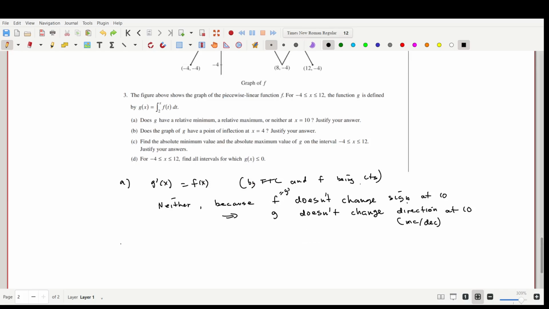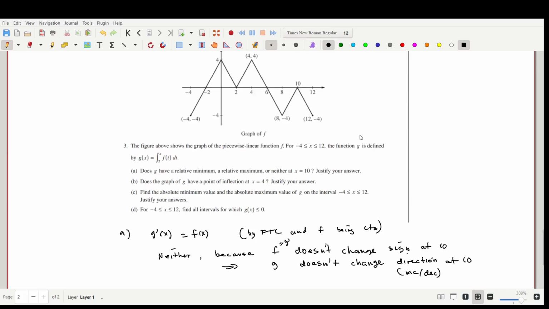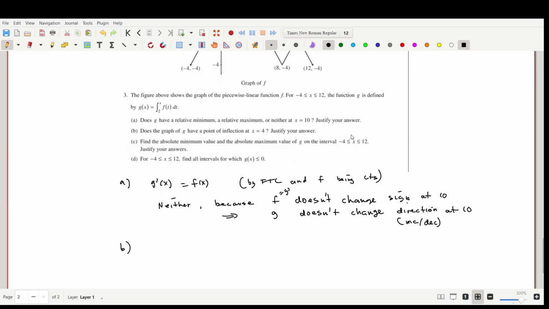Okay, B, does the graph of g have a point of inflection at 4? Yeah, it does. Yes, because f changes, I'll say, from increasing to decreasing.